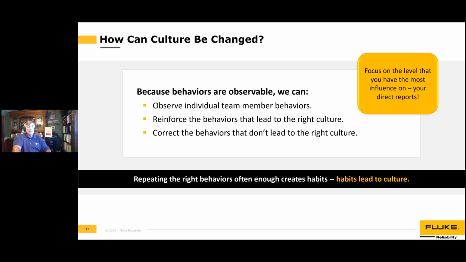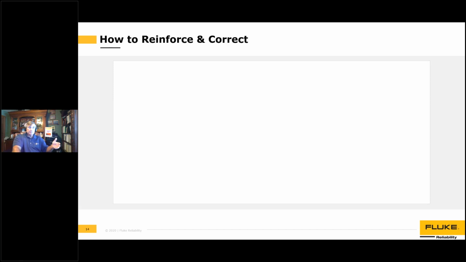So one of the things that I'm going to suggest is that you focus on the level that you can have the most influence on, and that's for your direct reports. So if you're a shop supervisor, that means the team members in your shop. If you're a plant manager, that means the department heads that report to you. Focus on that level that you can have the most influence.